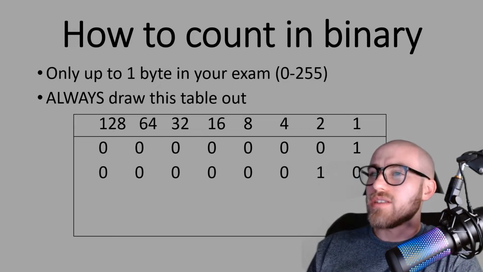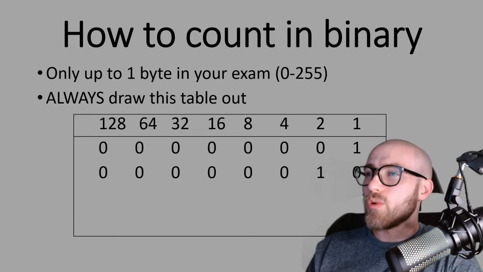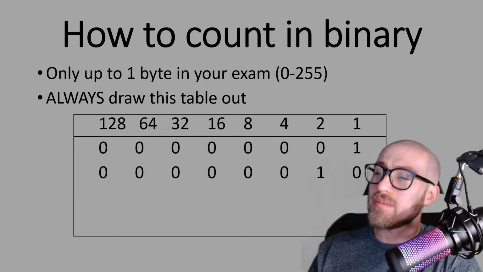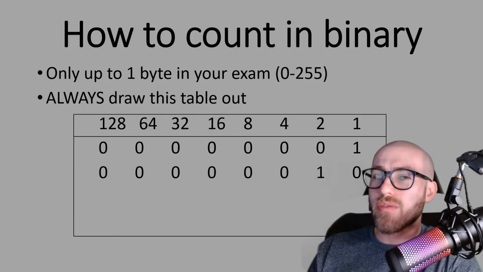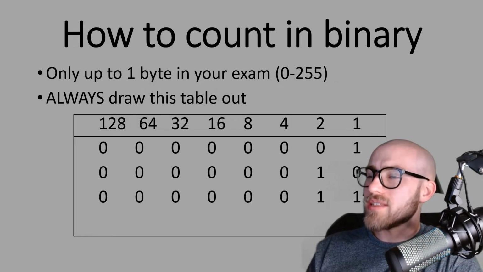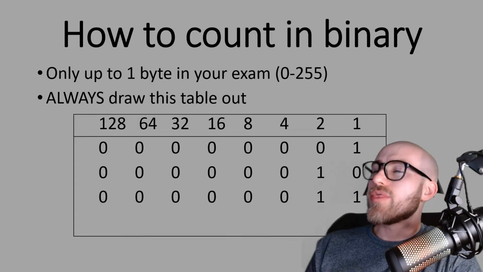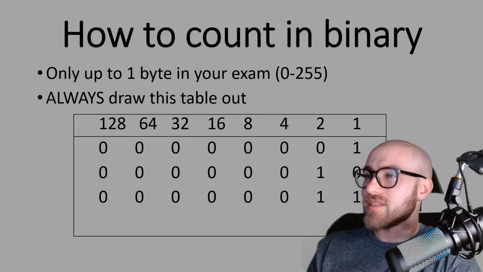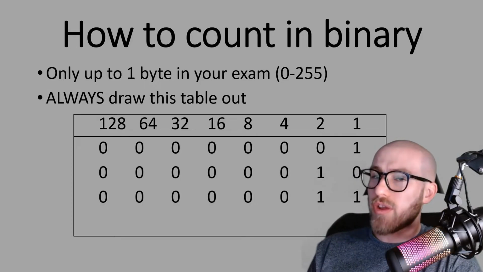So I've got 0 for the first 6 this time, but then I've got a 1 where the 2 is, because that's what number I'm trying to make now. I didn't need the 1 value at the end, so I've got a 0 there now. So we're going up one at a time. So here's how we would write 3 out in binary, because I've got a 1 in both the 1 column and the 2 column. That means that I've written out the binary for the denary 3.